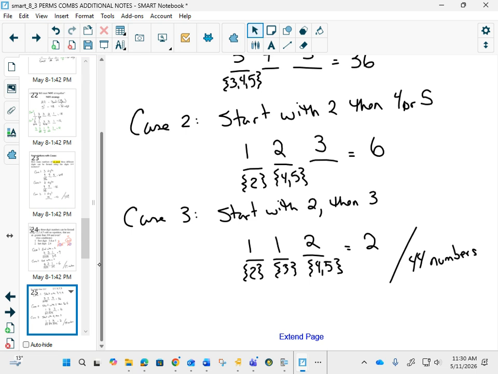So the cases strategy comes up whenever you can't count something correctly. Then you have to break things up and work together. All right, so stop the video here.